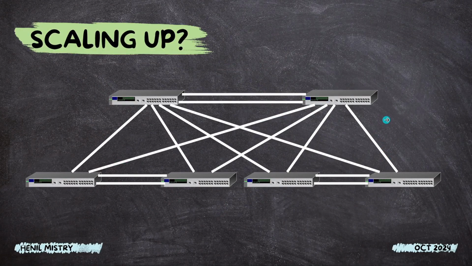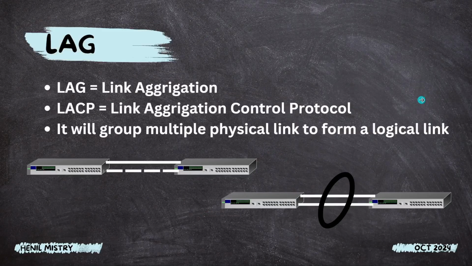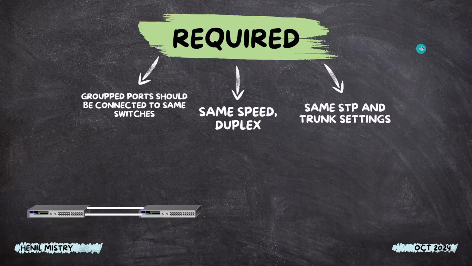We have seen in the last video that this was the scenario scaled up, and lots of links were getting unutilized because of STP. And we have seen the importance of LAG and LACP. Basically, LAG is the port channel and LACP is the protocol which dynamically configures ports to be in the port channel. Today we'll see about LACP a bit more. These were the basic conditions required to form a port channel.